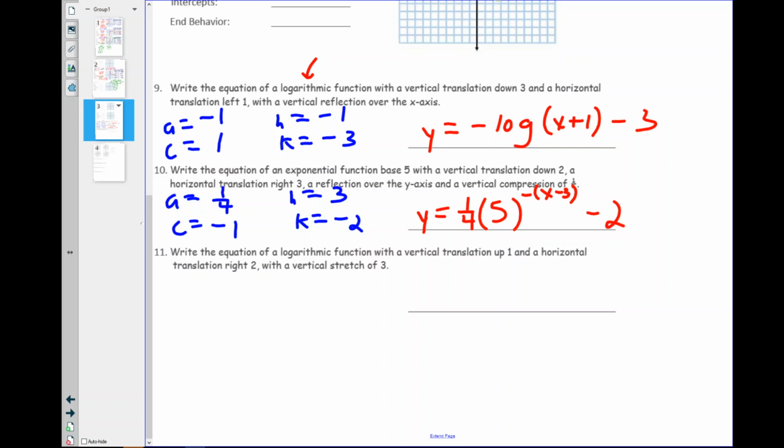If you distributed the negative, know that as long as you're gonna take out the parentheses and leave just the negative x, then the 3 has to be positive. That would be fine also.